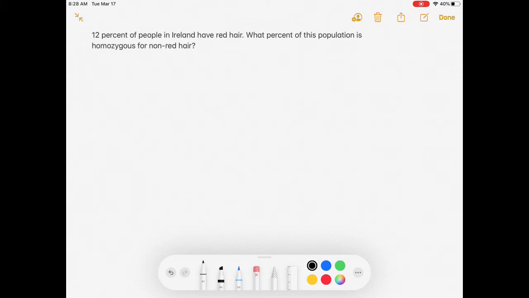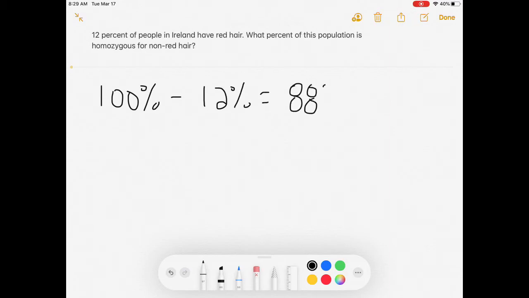Now remember, we're going to use the Hardy-Weinberg equilibrium equations to figure out the allele frequencies for the population. Just so you understand where we're coming from, we have a population in Ireland, and so there's 100% of people in Ireland, okay? Now 12% of those people have red hair. So that means 88% of that population doesn't have red hair. Now this problem is asking, what percent of this population is homozygous for not red hair?